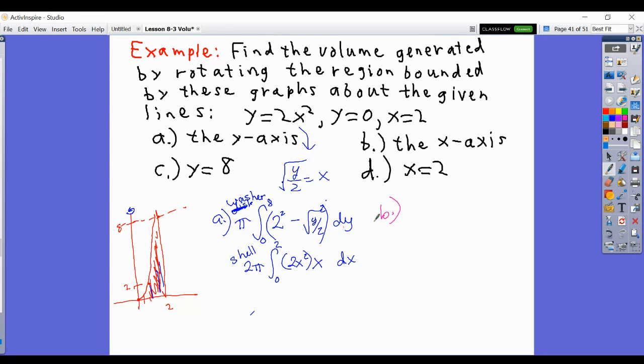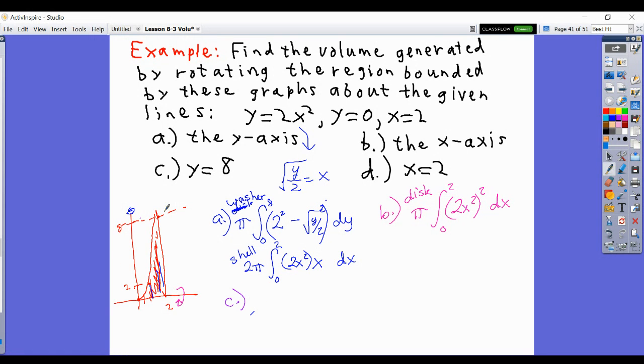Part B. What if I wanted to rotate this thing around the x-axis? That's probably the easiest question, because that's actually what we learned first. That would be the disk method. And all we need to do is take 2x squared and make that my radius, pi r squared dx from 0 to 2. And that's it, because we're just taking that shape and cutting it off from 0 to 2.